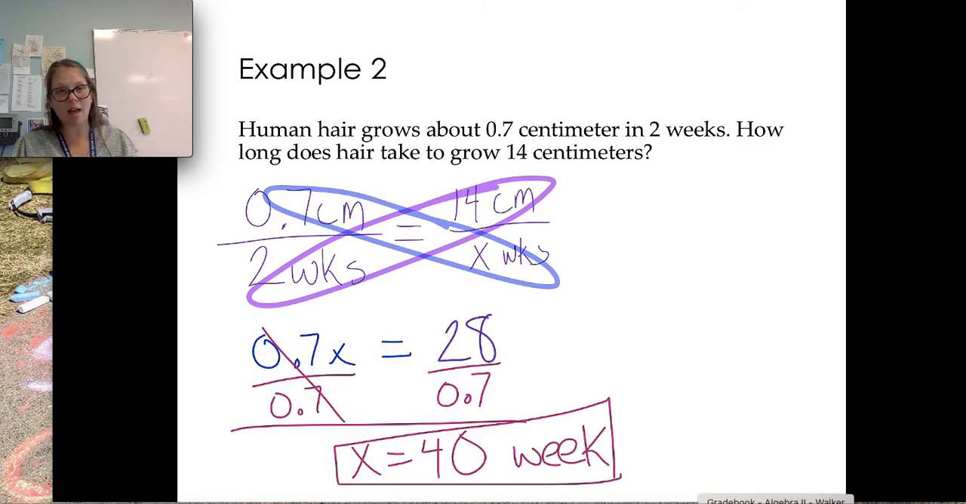I know my key online says 4 weeks, but that's because I accidentally divided by 7 instead of 0.7 like the problem had said.